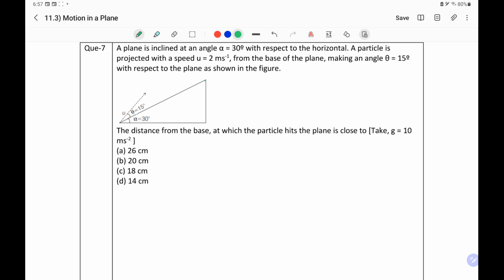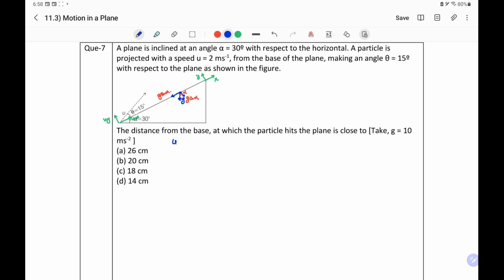Here we will take the reference direction x along the inclined plane and y along the perpendicular to the inclined plane, and the component of u along the x-axis will be ux and perpendicular to the x-axis it will be uy. Similarly, the acceleration due to gravity is acting downward, so we make its two perpendicular components. Angle is theta, this is the alpha, that is 30 degree. So component in vertical direction will be g cos alpha, and in horizontal direction it is g sin alpha.